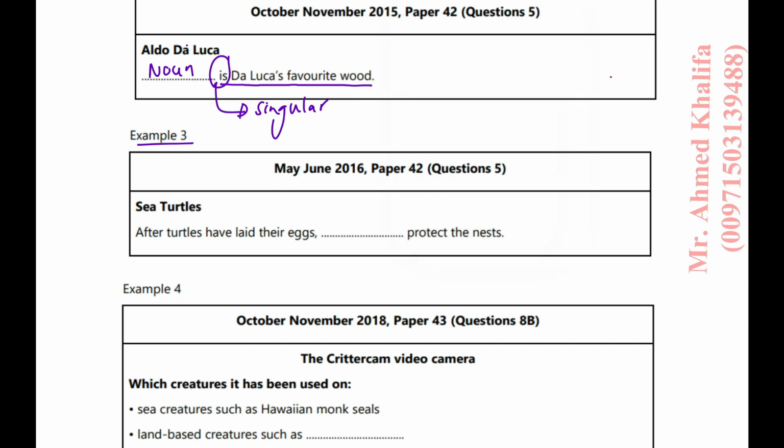Example number 3, almost the same thing. After turtles have laid their eggs, comma, blank protect the nests. And as you can see here, protect.